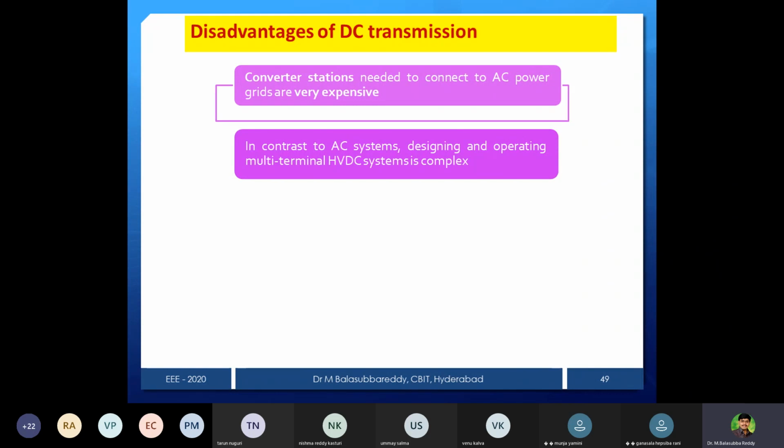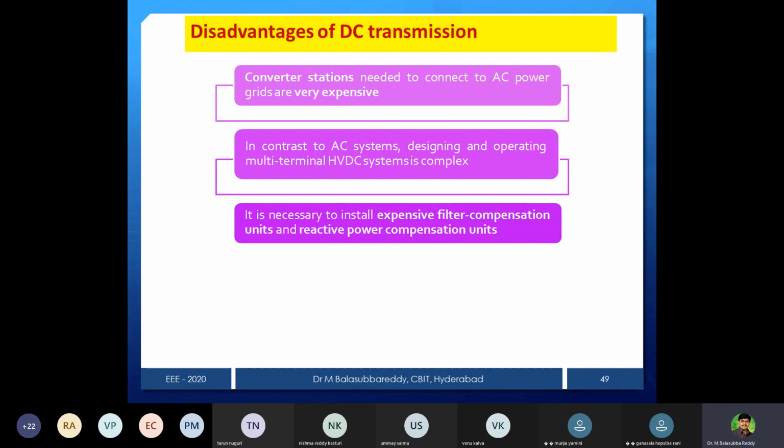In contrast to AC systems, the design and operation of multi-terminal HVDC systems is also complex. That is what is there in the fifth unit. In MTDC, that is multi-terminal DC systems, the control will also be complicated. It is necessary to install expensive filter compensation units and reactive power compensation units.